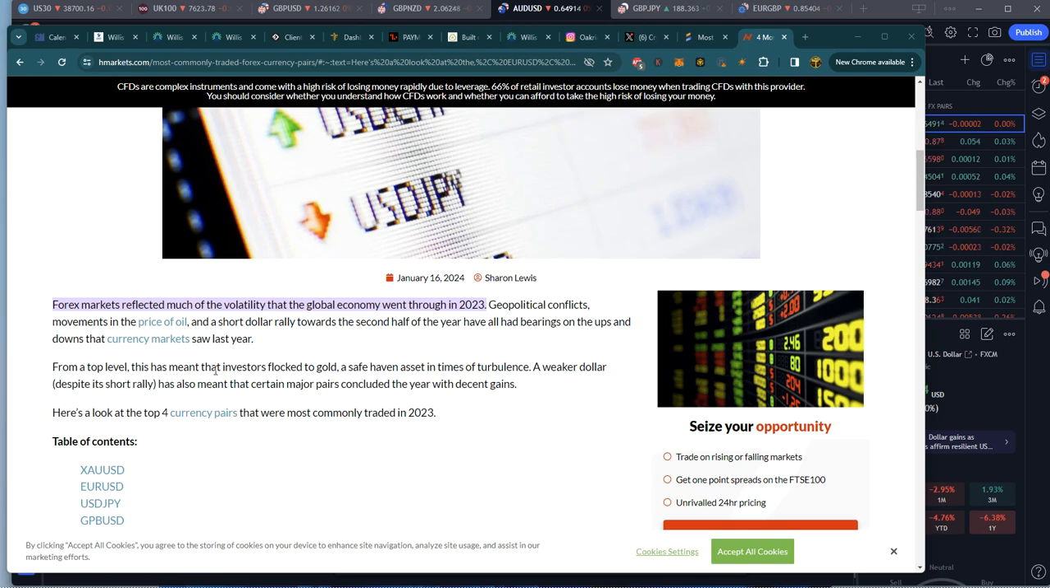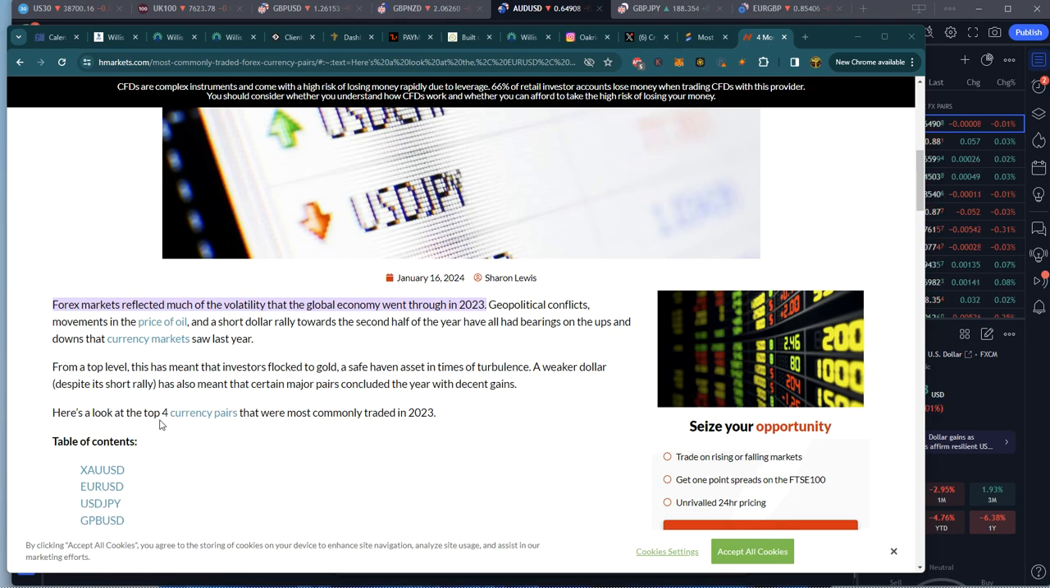From a top level, this has meant that investors flock to gold. Okay, gold is number one. Why? It's an inverse relationship between dollar and gold. A safe haven asset in times of turbulence. A weaker dollar despite a short rally. So if the dollar's going down, gold's usually going up, and vice versa.